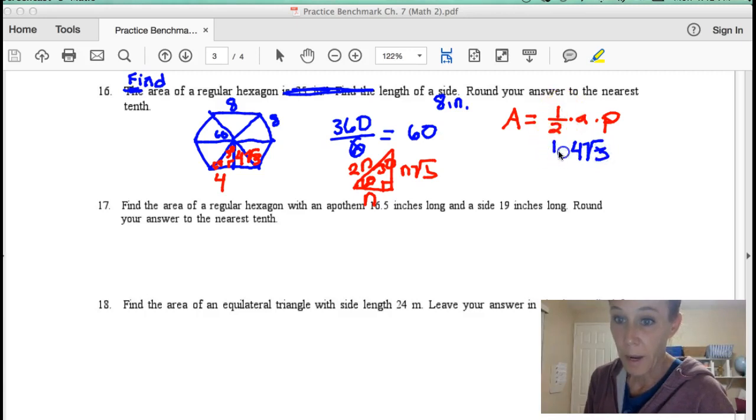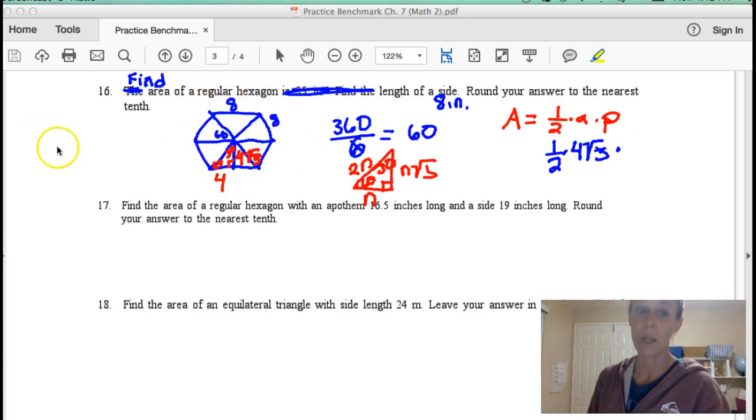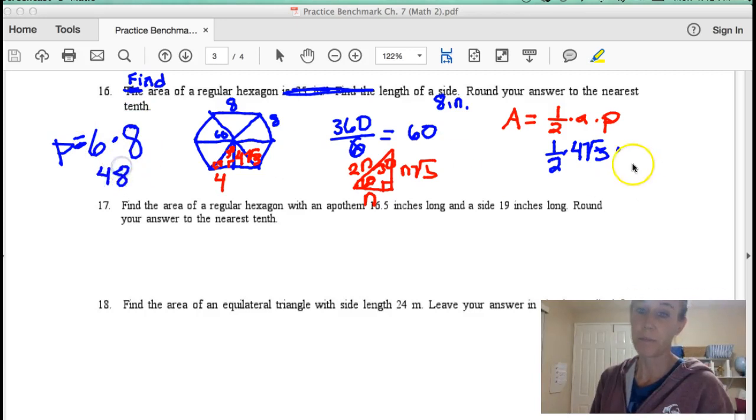And I know my area is going to be 1/2 times the apothem times my perimeter. Now my perimeter should be really easy to find. If I know it's 8 on one side and I have 6 sides, my perimeter is going to equal 6 times my length, my number of sides times my length of the side. So my perimeter is going to be 48. And there's my perimeter.